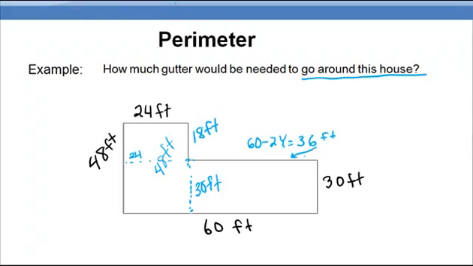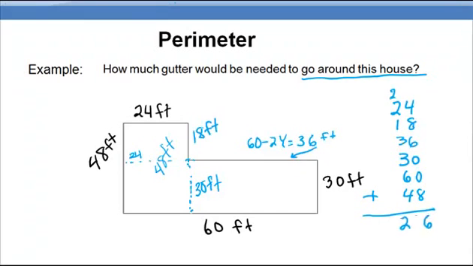Now we can add up all the outside edges. So we have 24 plus 18 plus 36, 30, 60, and 48. And we'll add all those. 216 feet of gutter will be needed.